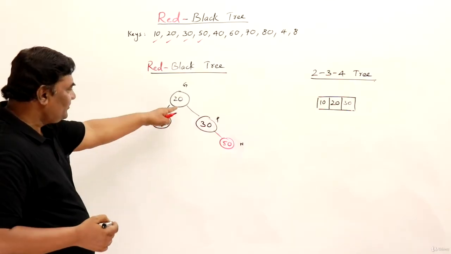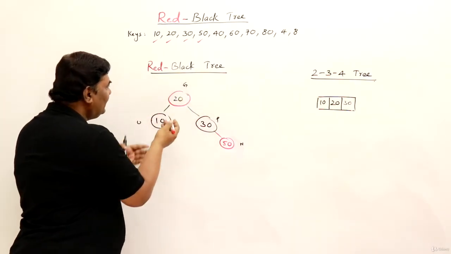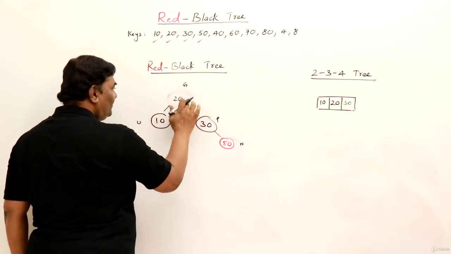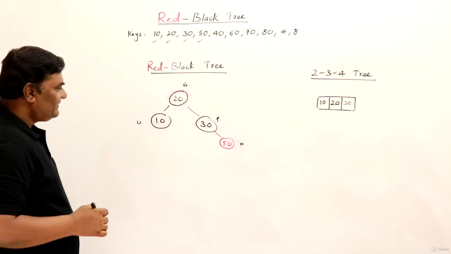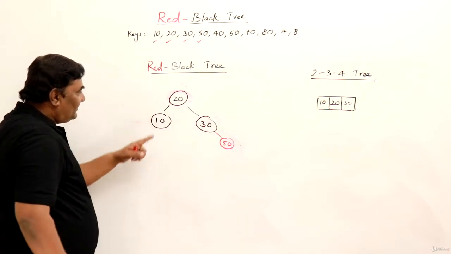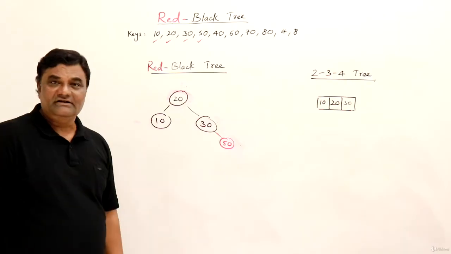But as it is the root, even if I make it red, actually it's a root, so convert it back to black. If it was not the root, we would have kept it red only. This is the result after inserting 50. So we have this node and 2 new nodes, and 50 is a part of 30.